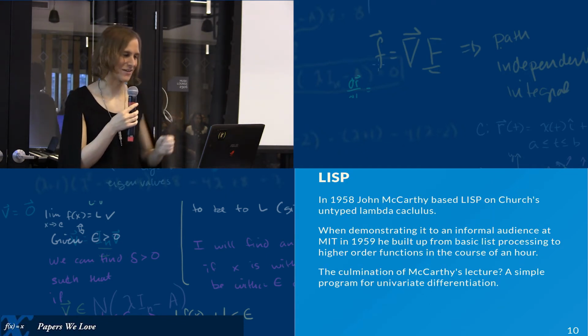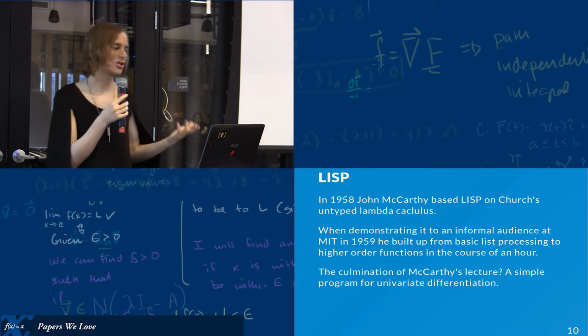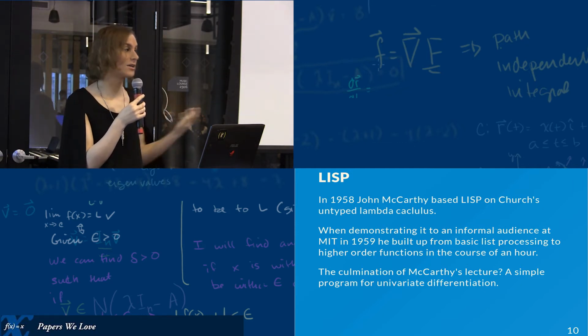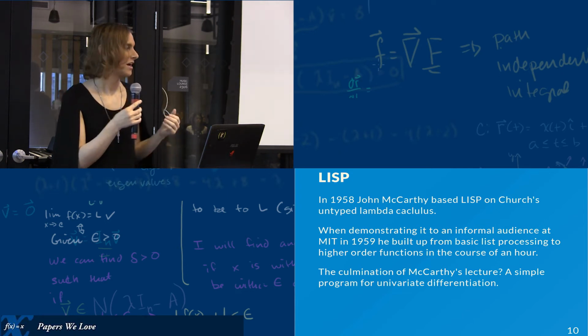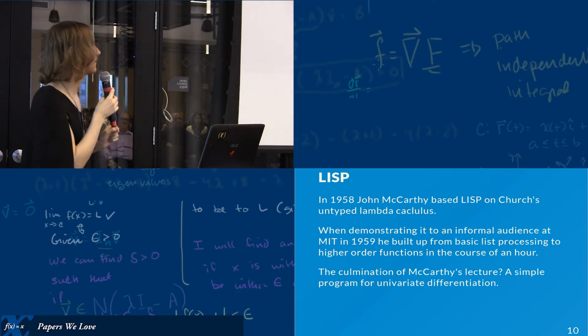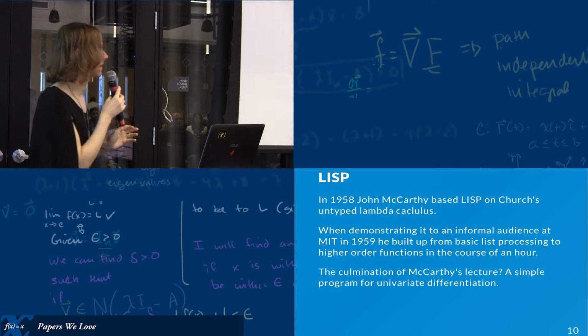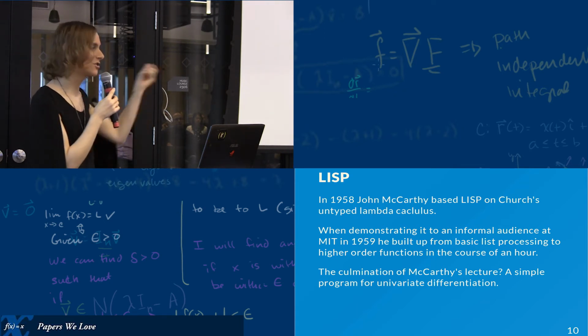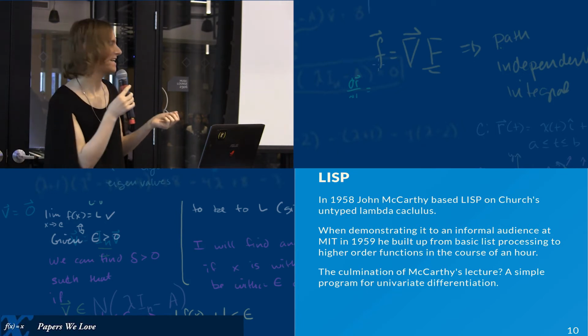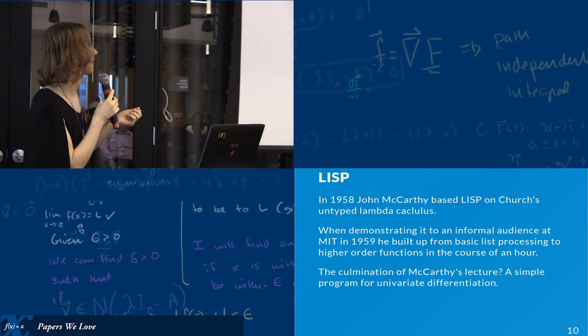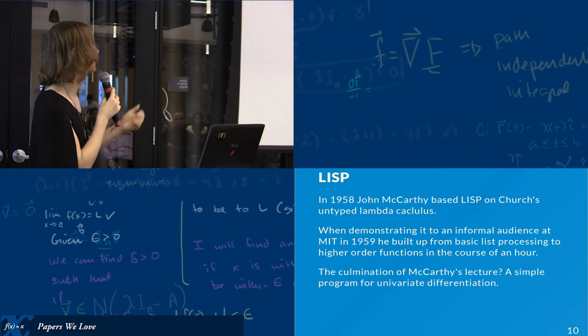And to really get there, we know in 1958, John McCarthy based Lisp on Church's untyped lambda calculus. And he actually demonstrated it in 1959 during a very informal talk at MIT. You can read a description of this in one of Paul Graham's very many essays, which I obviously know secondhand.